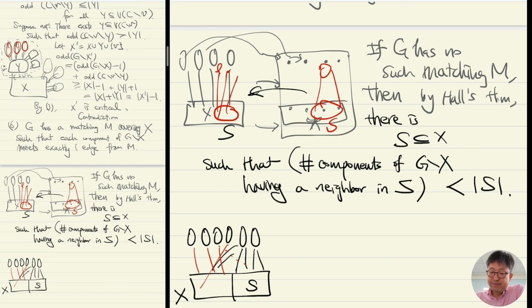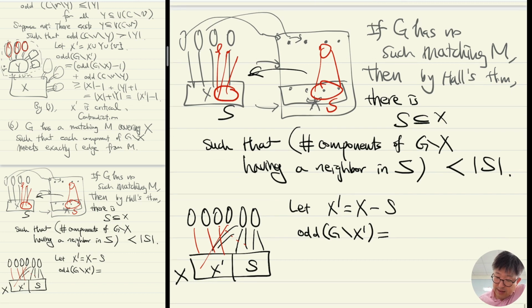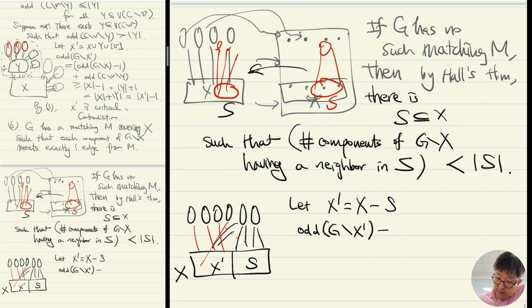So what should we do? Let's say X prime be X minus S. This is X prime. And what's going to happen if I delete X prime instead of X?